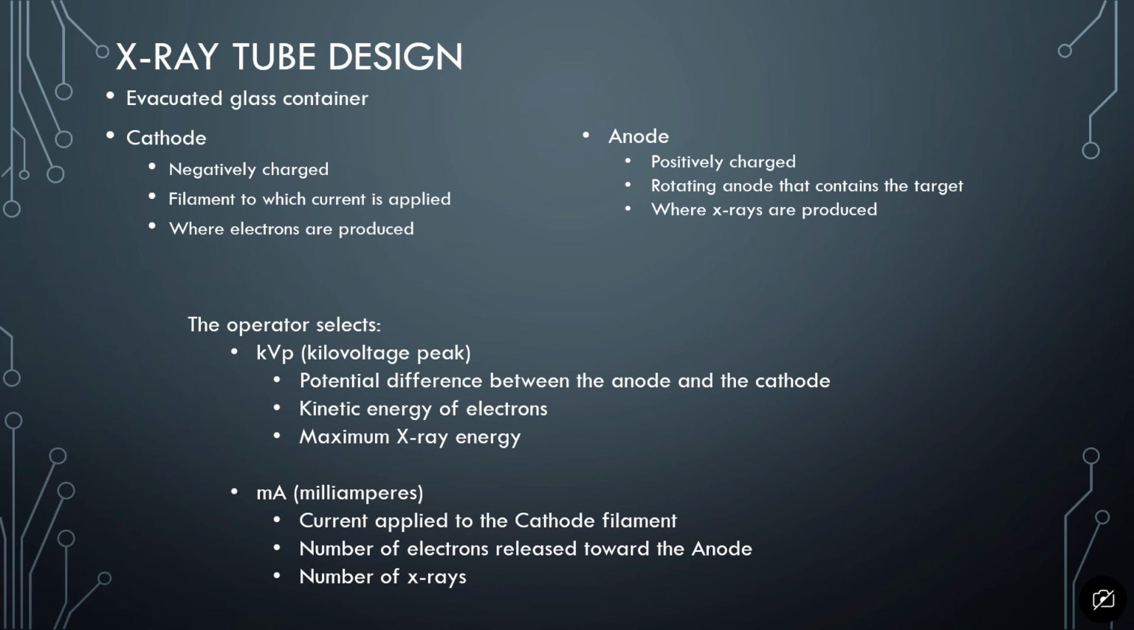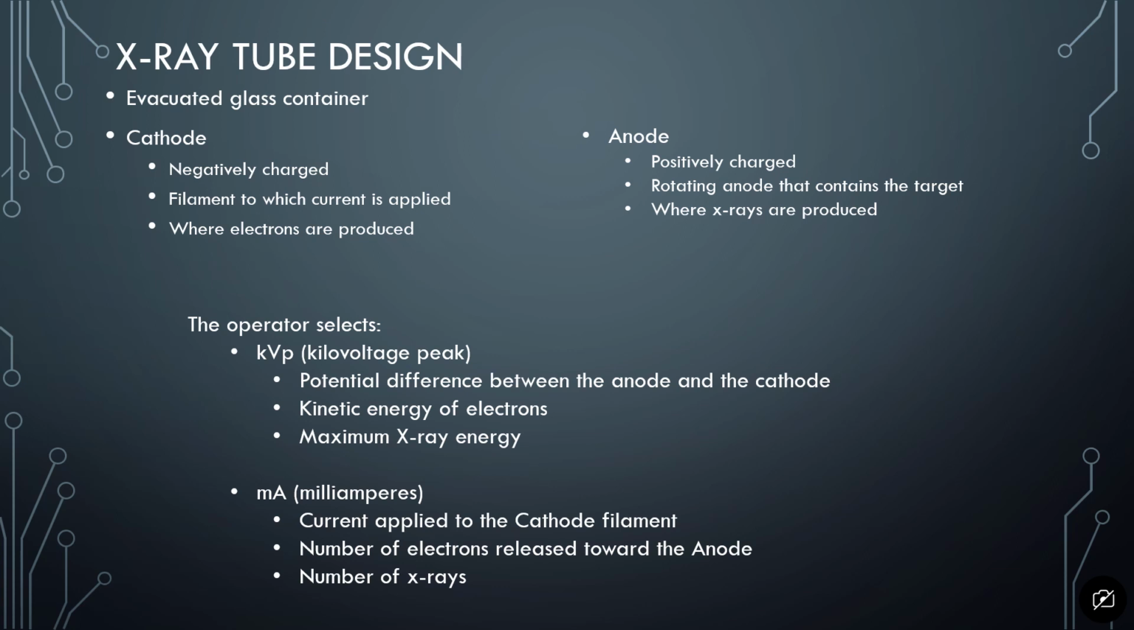So the electrons will come from the cathode, but the X-rays aren't actually produced until those electrons interact with the anode. So as the CT operator, you will select the KVP and the MA settings. A lot of times these are built into the acquisition software of the scanner, and so you can select the study that you want and it's pre-built into it. However, you do have the ability to change it if needed. So the KVP is the kilovoltage peak. And that one is really the energy of the X-rays. So it's the potential difference between the anode and the cathode, the kinetic energy of the electrons, and it correlates to the maximum X-ray energy.